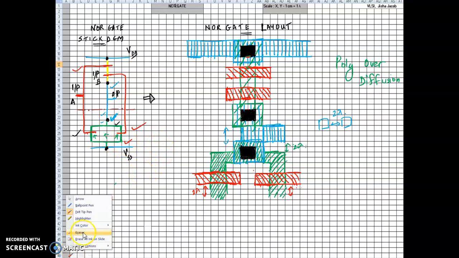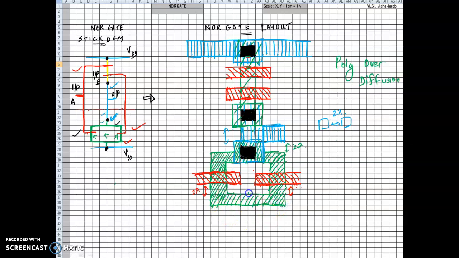Okay, so let's do that. N diffusion, 1, 2, 2 lambda, bend. Okay, perfect. Once again, it has to have 2 lambda thickness, so keep going 2 more lambda down and then do the bend for the outer side. Okay, outer side of the N diffusion thickness or width. Let me complete that.